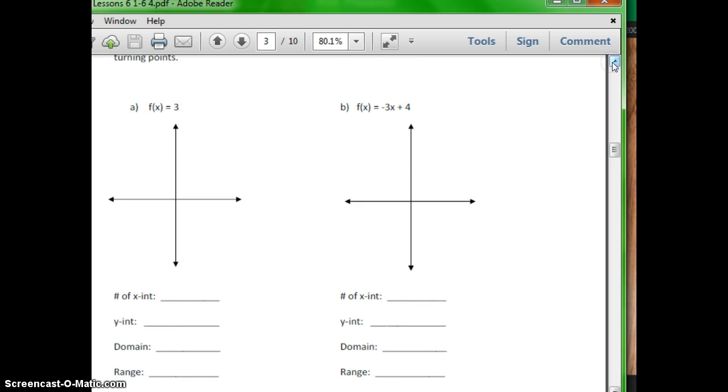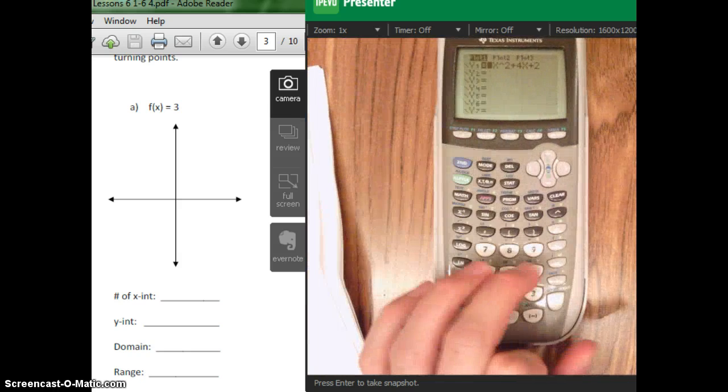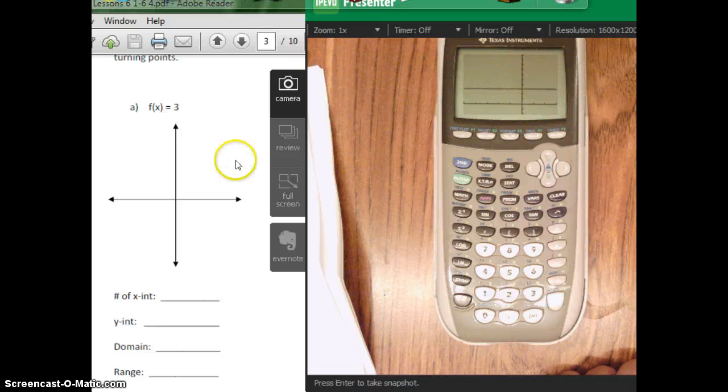Let's use technology to graph f of x equals 3. I'll take the lead on this one. I'll go into my y equals, clear out the first line, and enter y equals 3. That's it. So here's the graph. Pretty boring. It's a flat line, a horizontal line, and that's it. There's not really much to it.